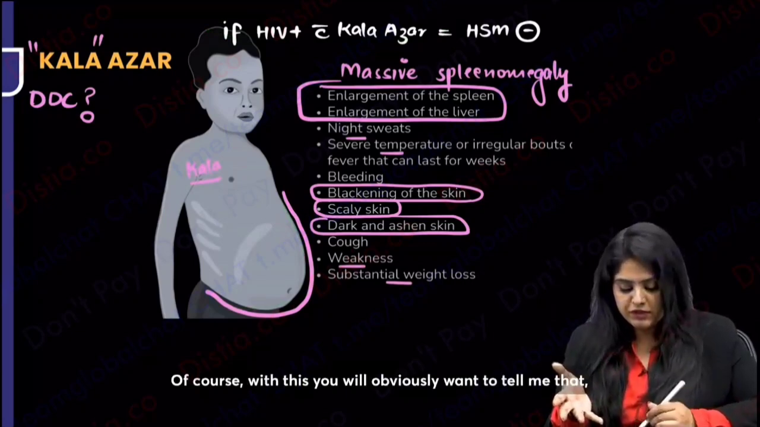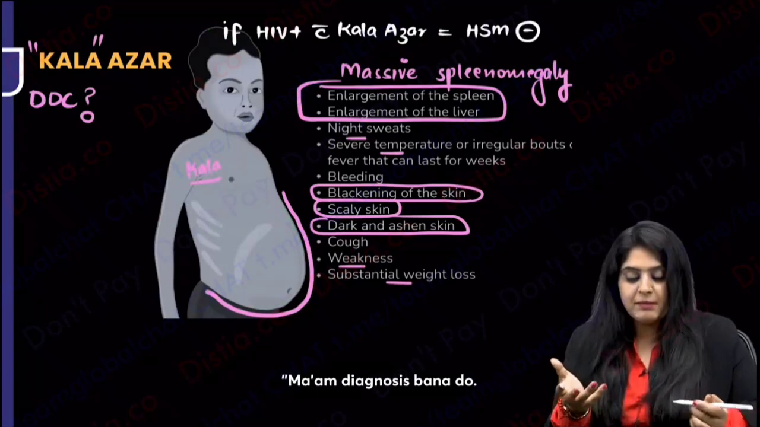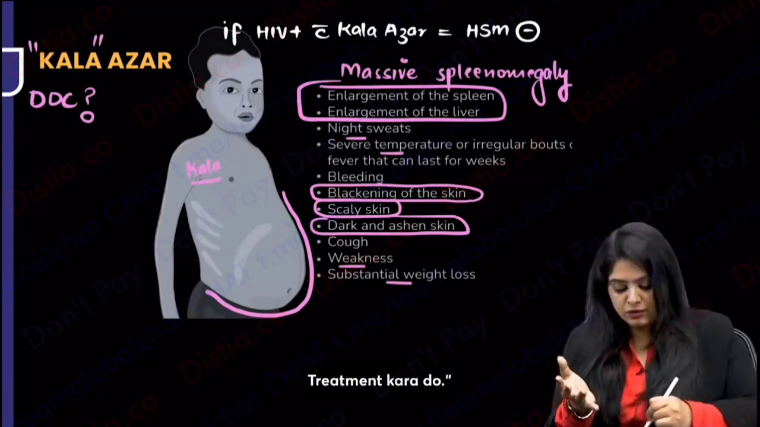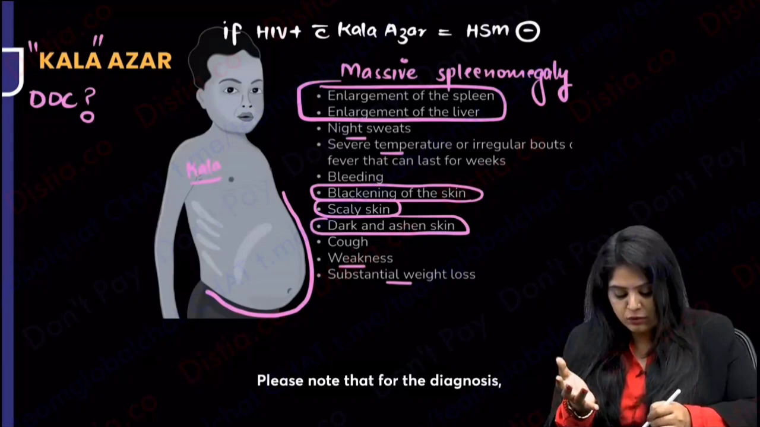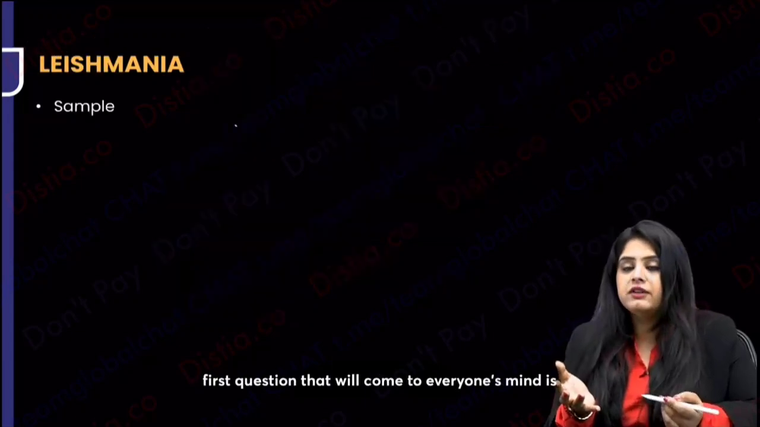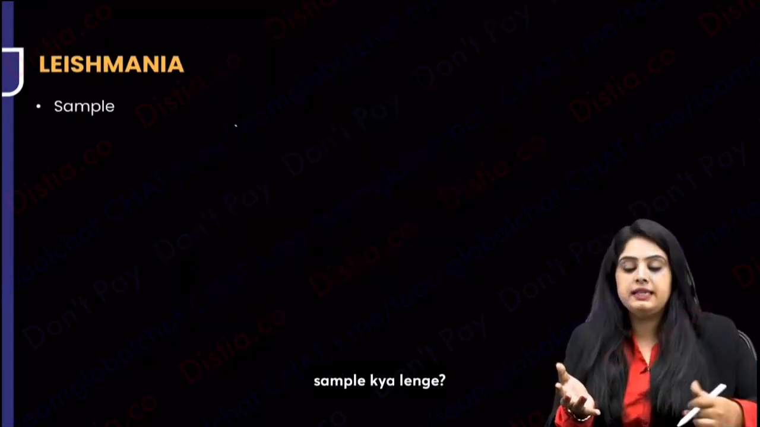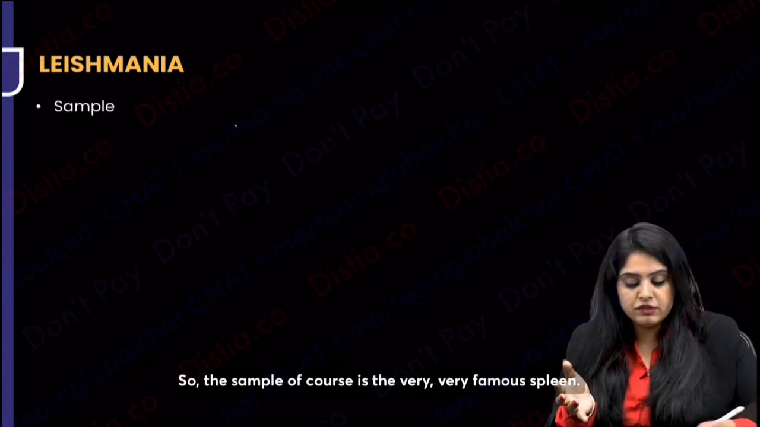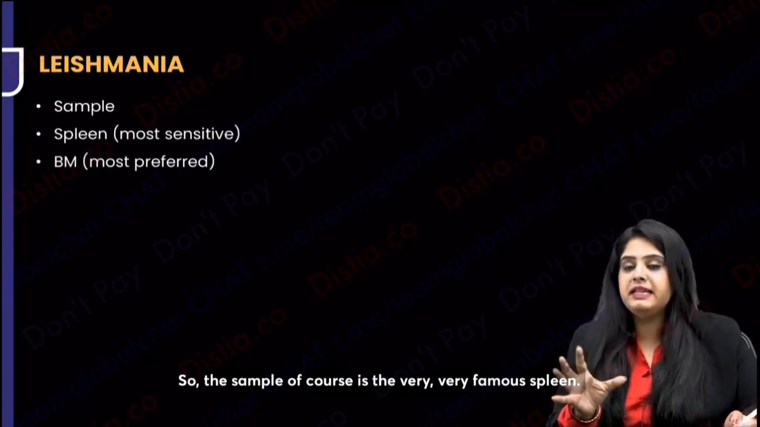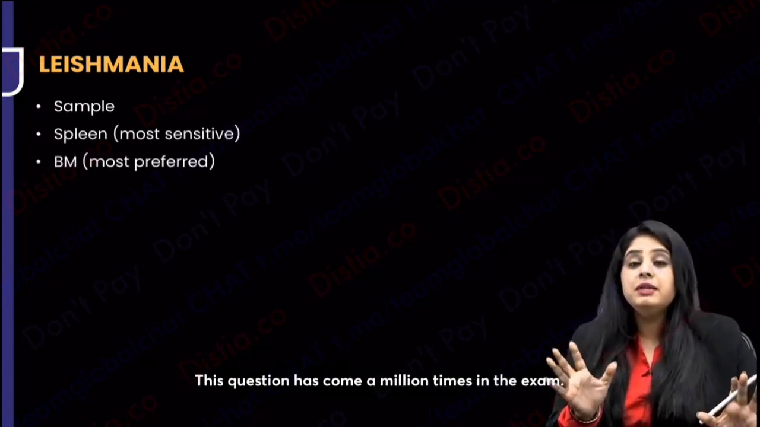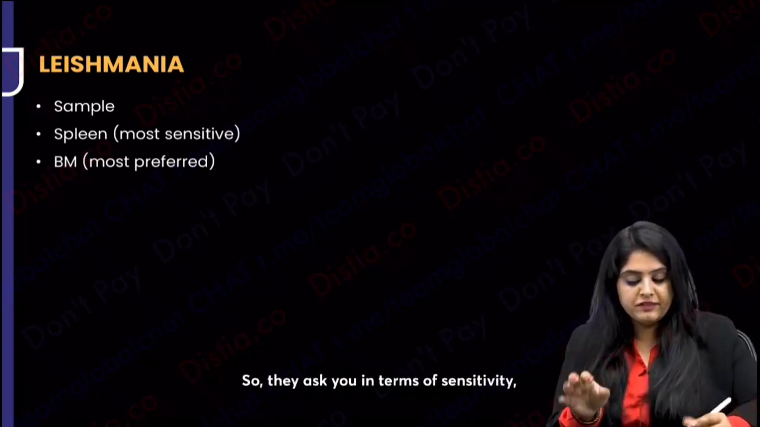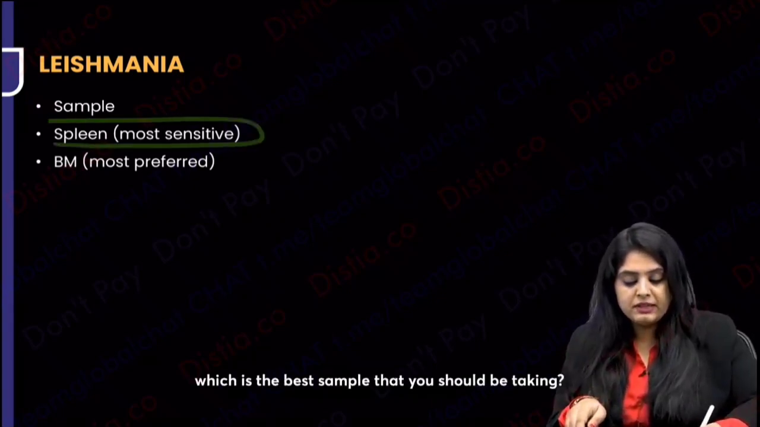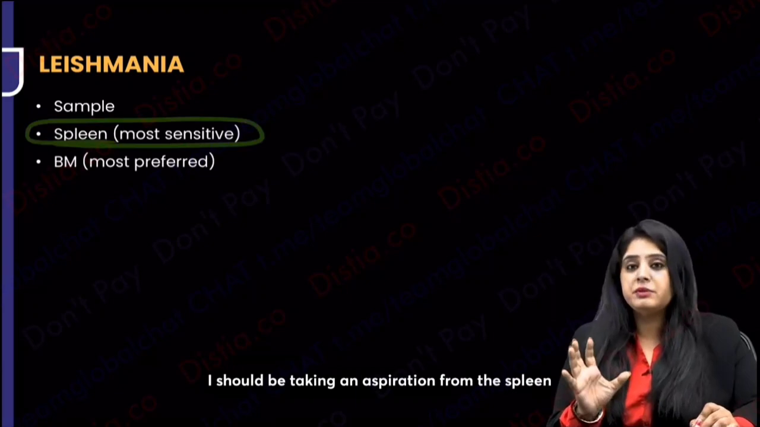Of course, with this, you will obviously want to tell me, ma'am, make the diagnosis, give the treatment. Simple as that. So how are you going to do the diagnosis over here? For the diagnosis, the first question that will come to everyone's mind is what sample to take. The sample, of course, is the very, very famous spleen. This question has come a million times in the exam. They ask you, in terms of sensitivity, which is the best sample that you should be taking. I should be taking an aspiration from the spleen.